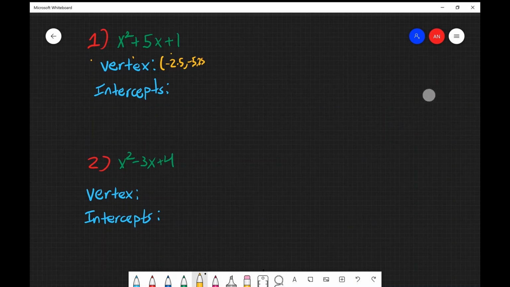Now find the intercepts. Let's start with the y-intercept. The y-intercept is always the constant. So that's 0, comma 1 as the y-intercept. Now find the x-intercept, or the roots. I'll use the quadratic formula again because that's just what's most convenient for me. You can use any method.